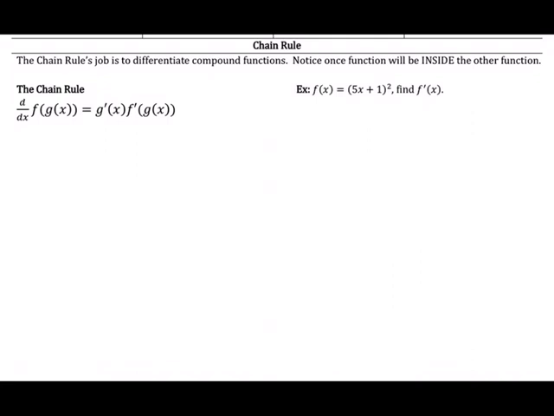What we're about to learn is called the chain rule, and the job of the chain rule is to take derivatives of compound functions, or the derivative of the composition of functions. Just like we did before, we're going to identify our inside and our outside functions, and then take derivatives based on those. We're going to take the derivative of the outside function, evaluate it at the inside function, and then multiply that by the derivative of the inside function. It sounds a little bit more complicated than it is, but let's look through some examples.